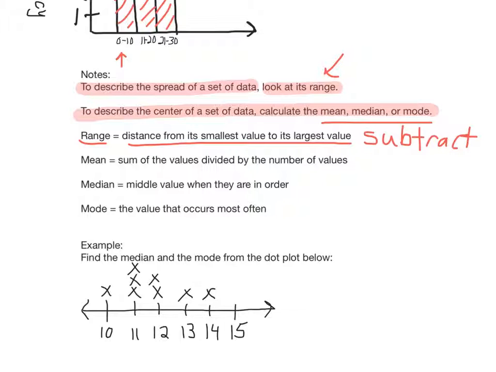All right, mean. To find the mean of a set of data, find the sum of the values and divide by the number of values. So you add up everything and divide by how many there are.